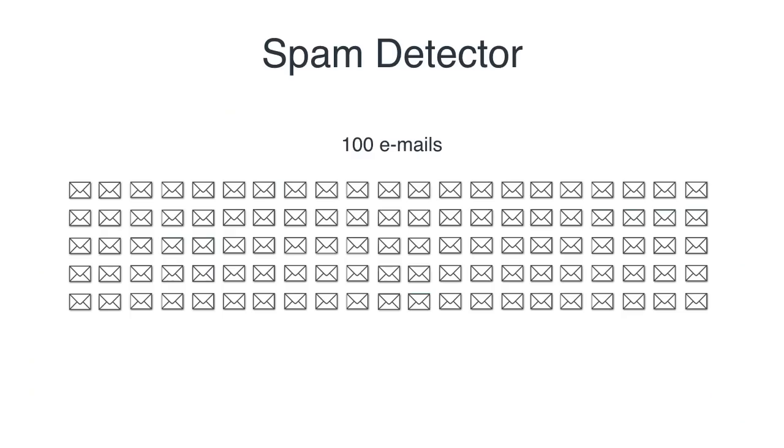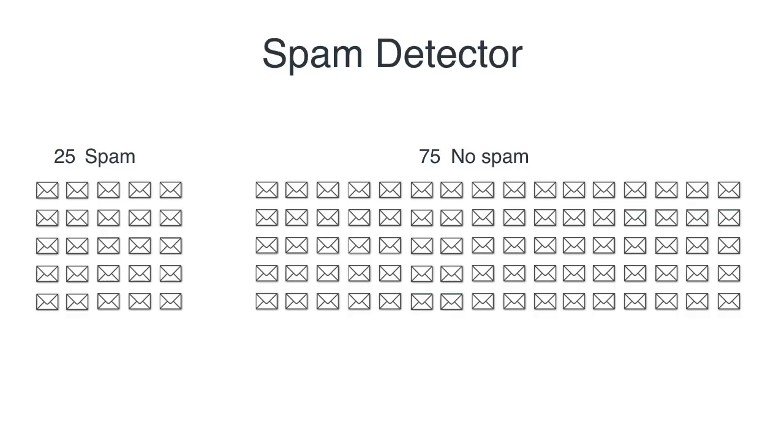So let's start with an example. Let's say we want to build a spam detector because we are tired of seeing a lot of spam email in our inbox and we want to sort it properly. So how do we build it? We build it with previous data. And let's say our previous data is a set of 100 emails. And when we look at them carefully, there are 25 of them that are spam and 75 of them that are not spam.